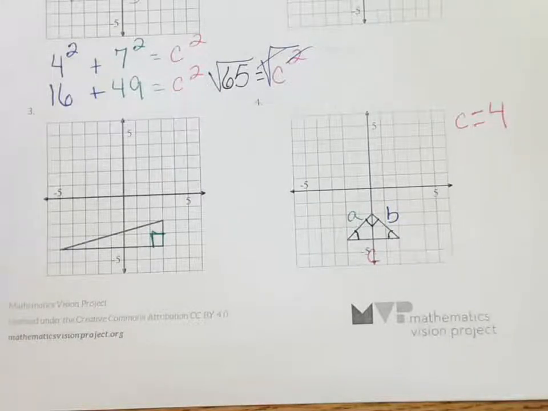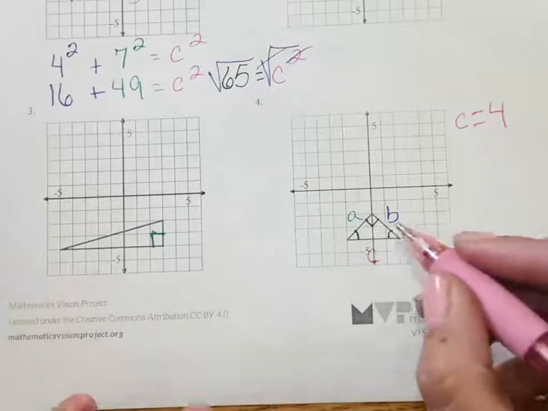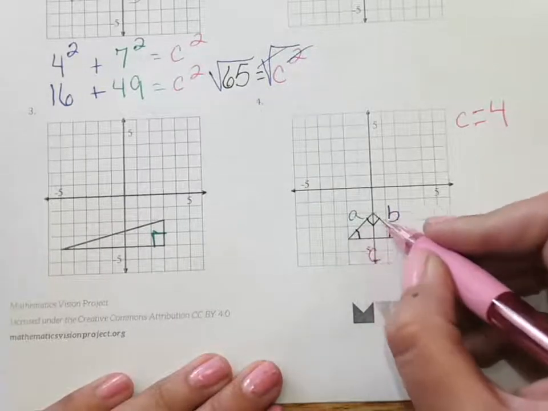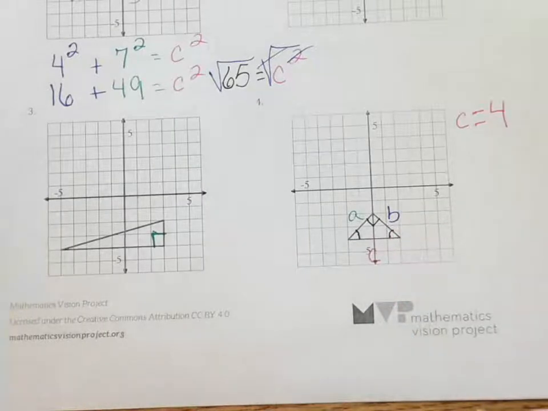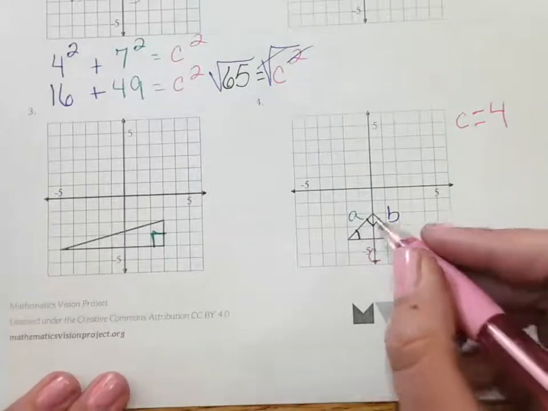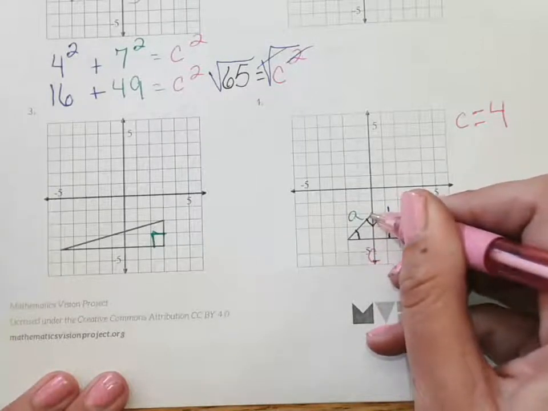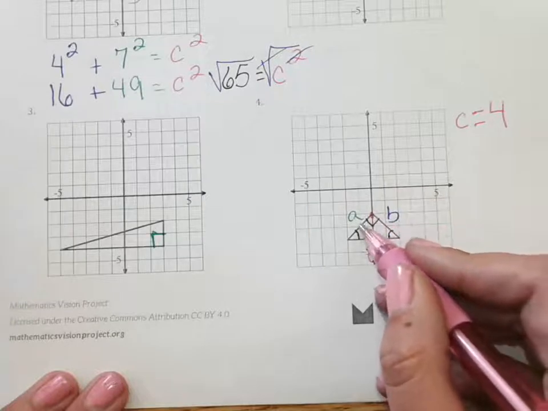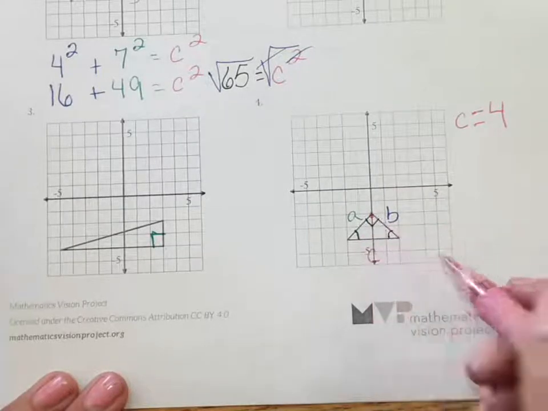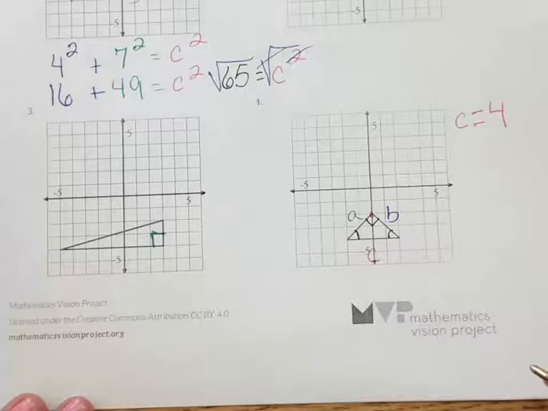Okay, and then to find out A and B, people are gonna do it in different ways, and that's fine. What we all need to realize is that A and B are equal. They're the same length. Okay, A is just, if I start here, 1, 2. So A and B are equal to each other.